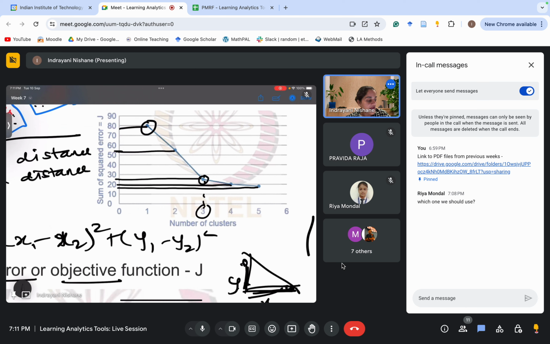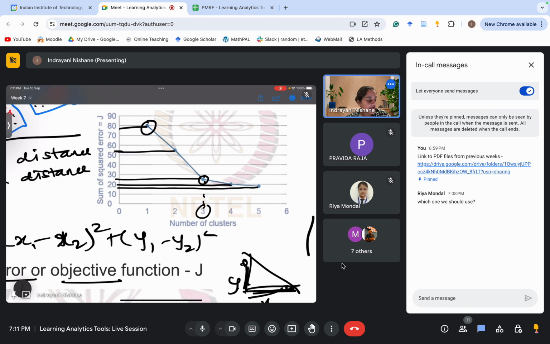Wherever the elbow happens, this is known as the elbow. When we plot the j values versus the number of clusters, whenever the elbow happens, that is the optimum number of clusters for our consideration. Yeah, that is how we determine how many clusters we should use.